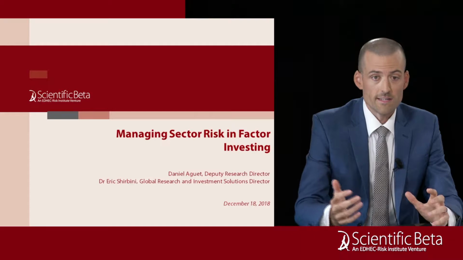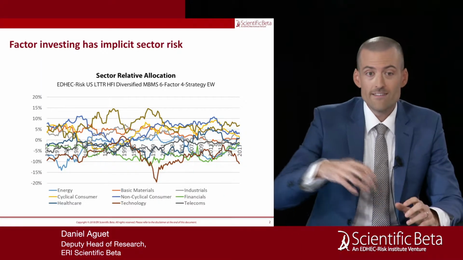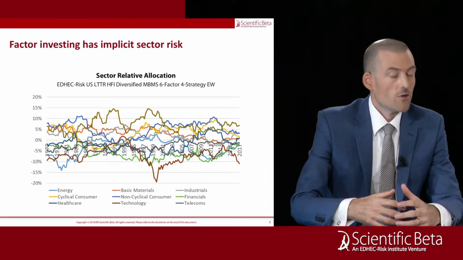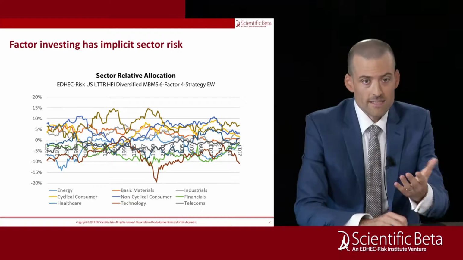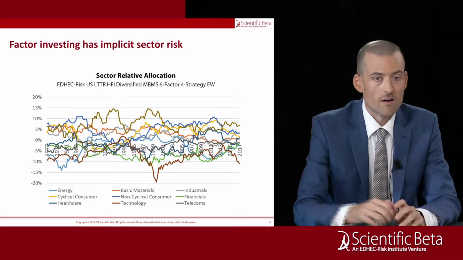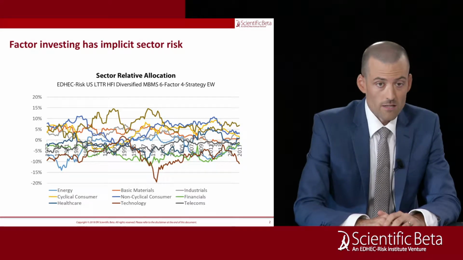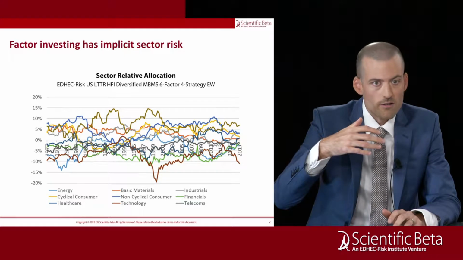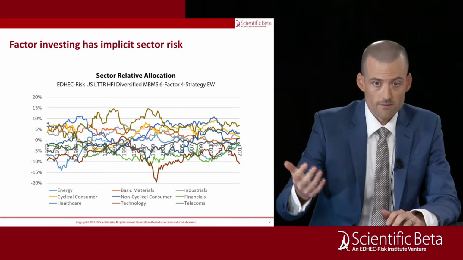Well, the main objective of smart factor investing is to deviate from the cap weight index, because the cap weight index is not efficient. So by deviating from the cap weight index, we implicitly take some sector risk. We can see in slide number 2 the sector relative allocation of our flagship index compared to the cap weight index. And we see that the relative allocations are time varying and can be quite important.